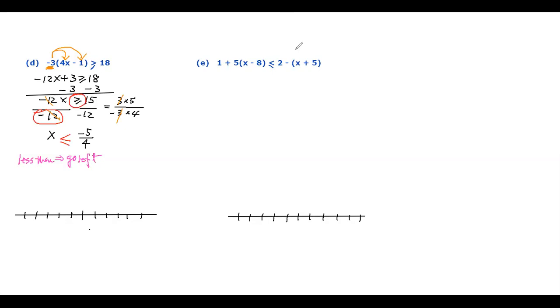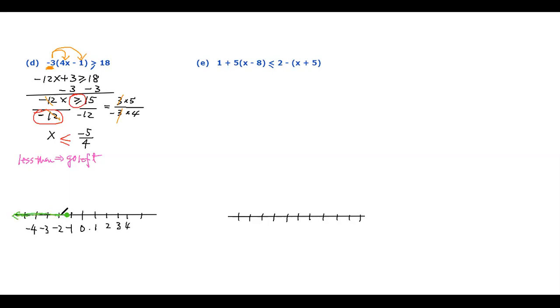So now let's try to graph it, right? Okay, so in here, this is 0, this is 1, 2, 3, 4. This is -1, -2, -3, -4. Okay, so now let's take a look. -5/4 is a little bit less than -1. So it's here, right? And do I have an equal sign? Yes. So here it is solid. Then because it's less than, which way do I go? I go left. So this is how I go, I go left.